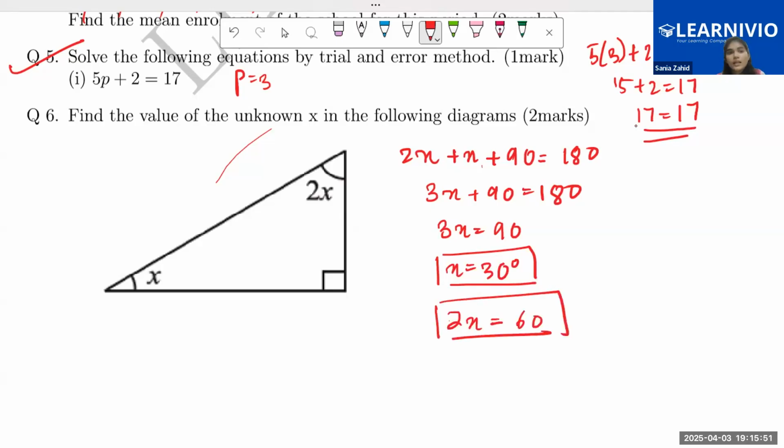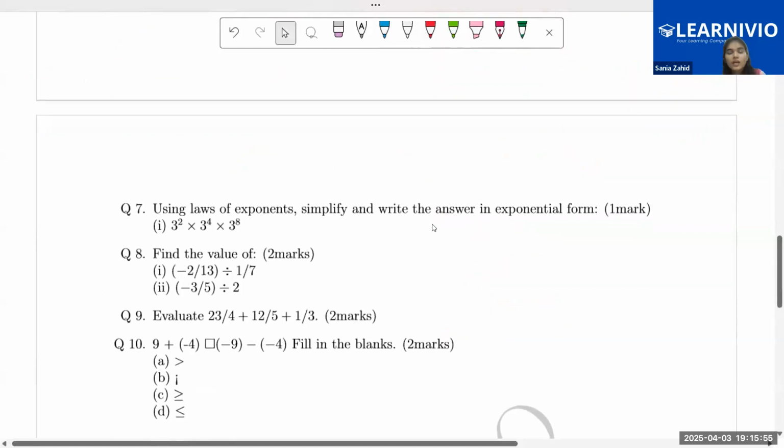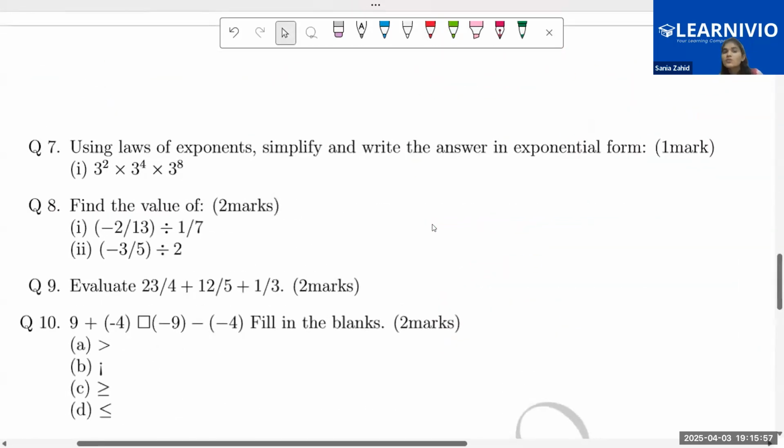So that is also correct. Very good, Pavan. You're doing all the answers correctly. So next is question 7, which says using laws of exponents, you have to simplify and write the answer in the exponential form. Okay, so please do question 7.